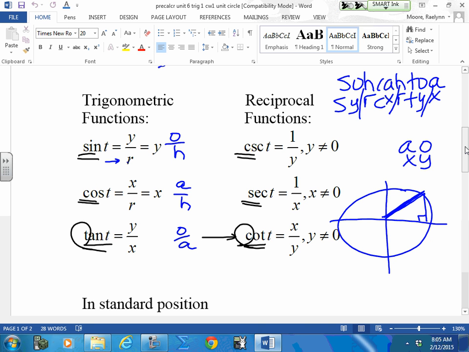And all we do is invert them. This is R over X. Write this on your paper. This is Y over X. Oops, wait, sorry. This one has the X over Y, sorry. X over Y. This one is R over Y. These are how we look at these. They're reciprocals. We just take what the sine, the cosine, the tangent are, and we flip them over. We take the reciprocal.